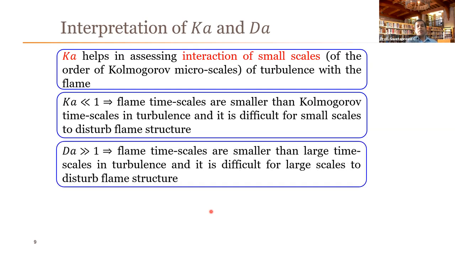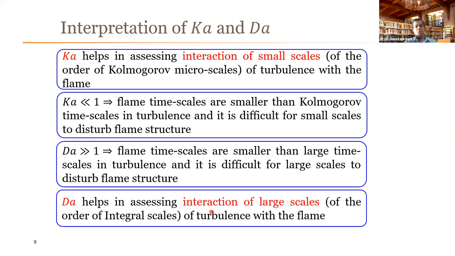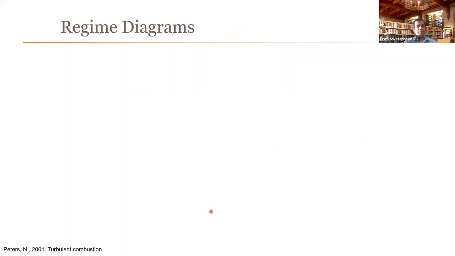What about a Damköhler number greater than one? It means the flame time scales are smaller than the large time scales in turbulence, and it is difficult for the large scales to distort the flame structure. And vice versa for a Damköhler number less than one. So the Karlovitz number helps in assessing the interaction of small scales of turbulence with the flame, and the Damköhler number helps in assessing the interaction of large scales of turbulence with the flame.